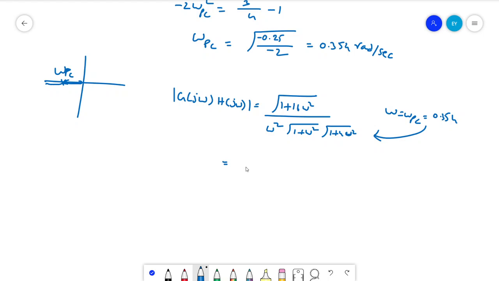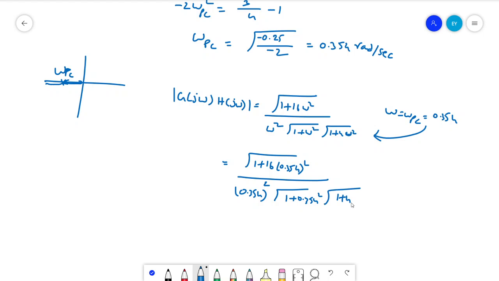Is equal to root of 1 plus 16 into 0.354 square divided by 0.354 square into root of 1 plus 0.354 square into 1 plus 4 into 0.354 square. So if you solve this, you would get 10.64 as the magnitude. So this is how we can compute the magnitude. Now actually we need to find the phase, how the plot is varying.